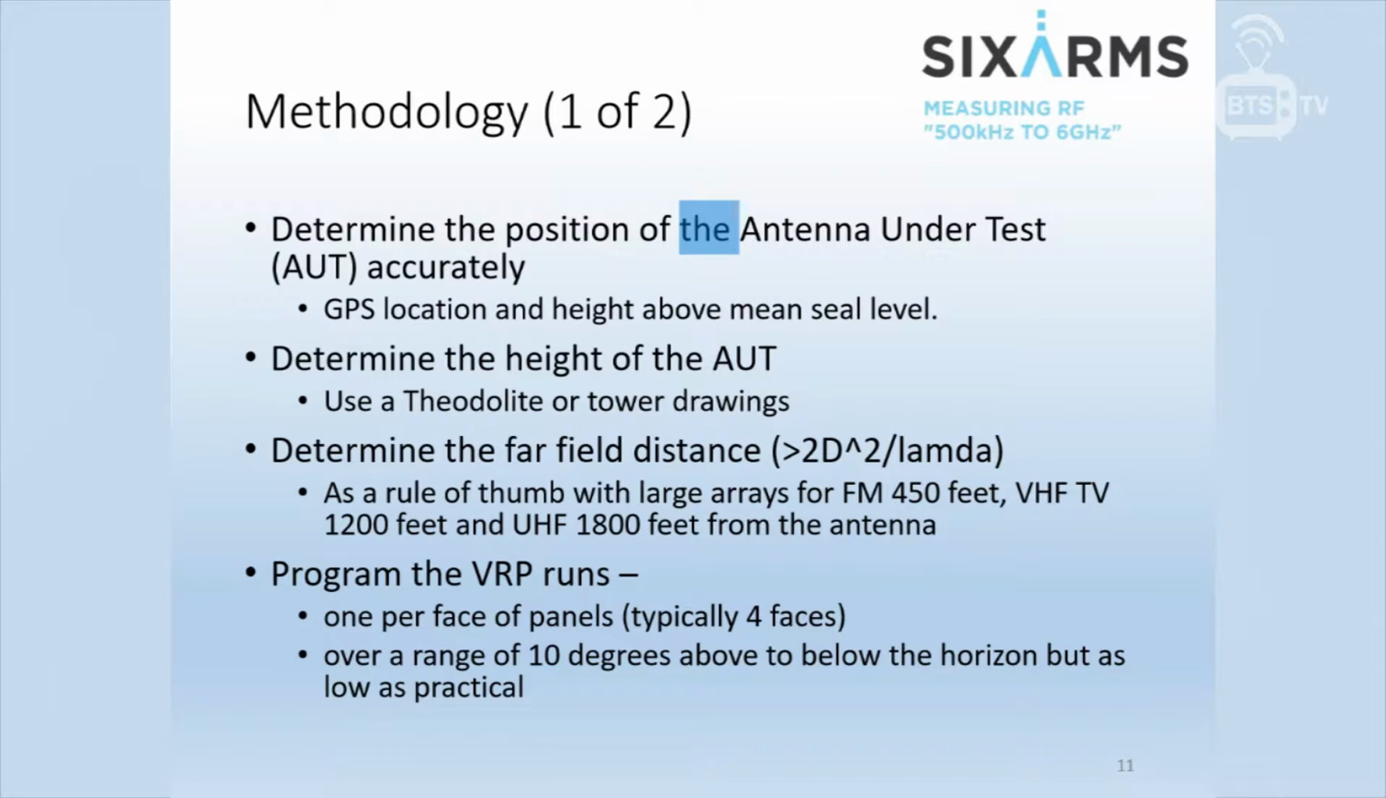So the methodology, what do we do? Basically, there are about 7 steps in this. One is we want to determine where the actual antenna is. So we use a highly accurate GPS, and it sits there for 20 minutes, half an hour, to get a very good fix on the actual position, generally the base of the tower.